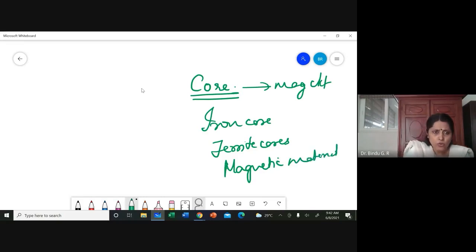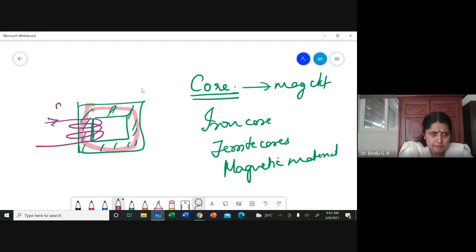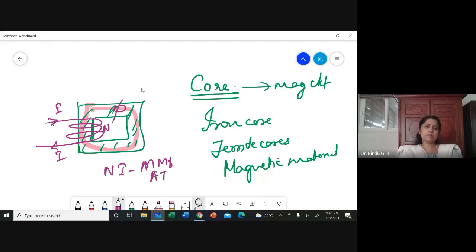What do you mean by core? What I mean by core is something like this. A solid core or a laminated one, whatever. And then what if I want to create a flux here? I provide a coil and supply a current like this. So depending on the number of turns, Ni, I have my MMF in ampere turns, and a flux phi will be produced.